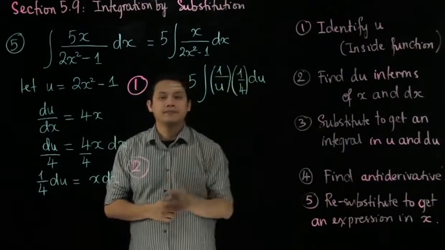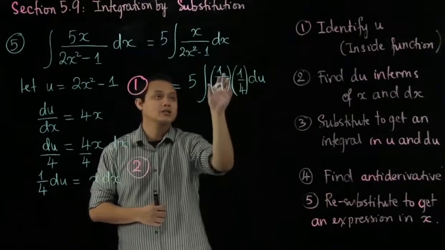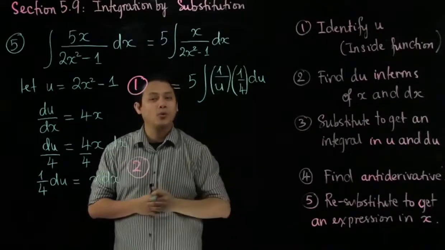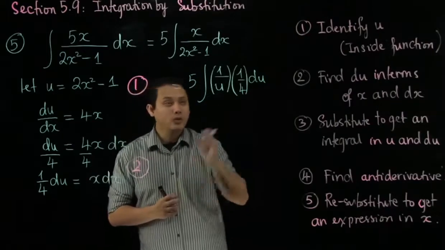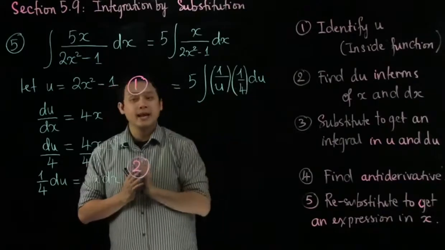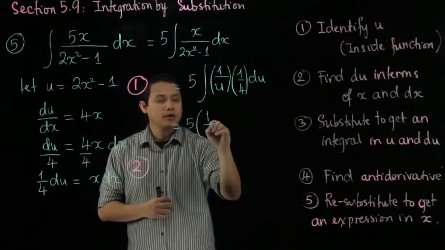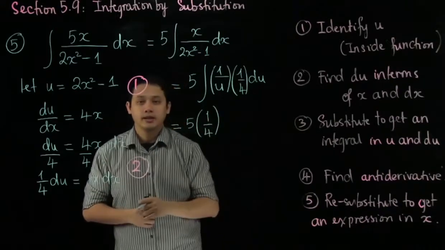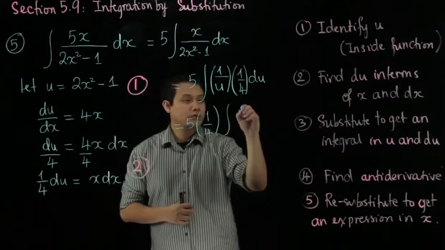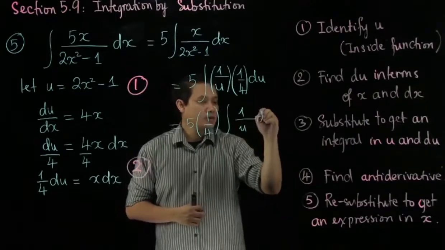Just to be clear, this is all multiplication. So 1 over u multiplied with 1 over 4. Once again, 1 over 4 is a constant. Bring that out of the integral operation. You have 5 times 1 over 4, and you're left with the integral of 1 over u du.